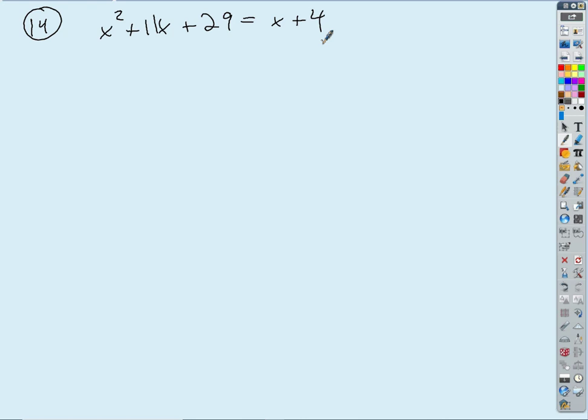So what are the steps I got to do here? First step always is set it equal to 0. I've got to put it into standard form. So if I subtract x and I subtract 4, I get x squared plus 10x plus 25 equals 0. Oh, that is a bad one. I don't want to take this one. Okay, well, we'll just have to do it.